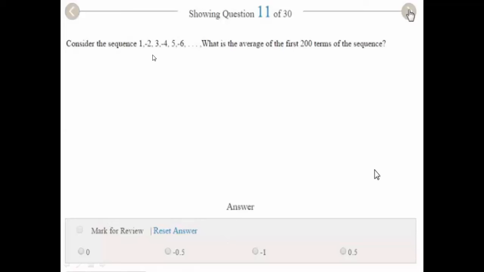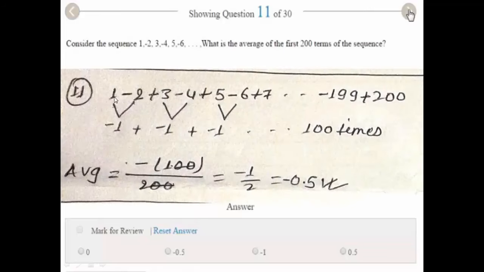Okay, next: consider the sequence 1 minus 2 plus 3 minus 4 plus 5 minus 6. What is the average of the first 200 terms of the sequence? Okay, this is the solution. 1 minus 2 we get minus 1, 3 minus 4 we get minus 1, 5 minus 6 we get minus 1, and so on, 100 times. Means if you add this thing, then you get minus 100 by 200, because we have to find the average. Then minus 1 by 2 equals minus 0.5.